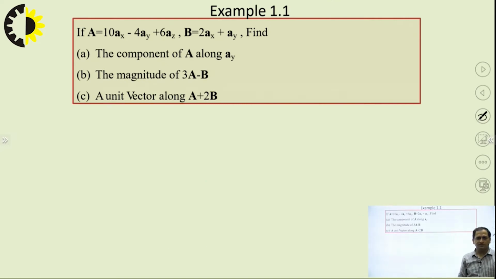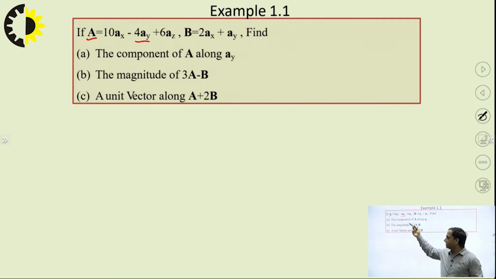One numerical you can see, on what we have understood till now. Two vectors are given: vector A is 10 AX minus 4 AY plus 6 AZ, and vector B is 2 AX plus AY. Then we have to find the component of A along AY, the magnitude of 3A minus B, and a unit vector along A plus 2B. Component of A along AY is very simple: minus 4.